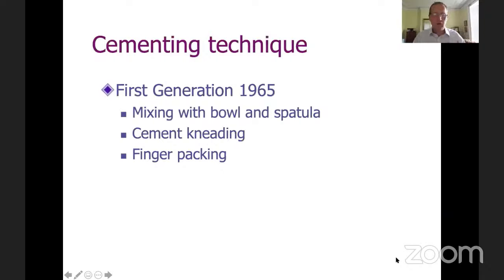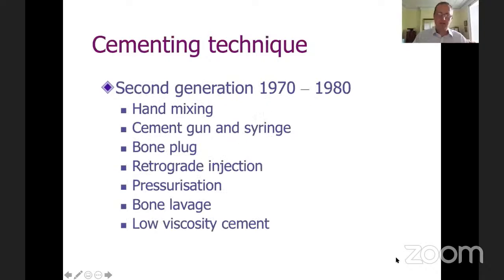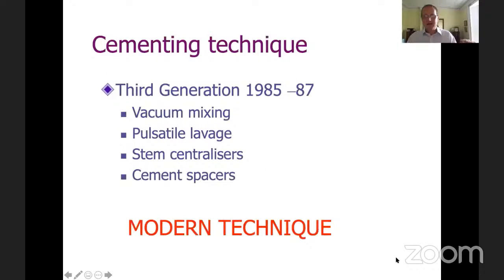Now, people often talk about cementing generations. These are American-generated terms, so they're not so relevant. So the first generation was basically mixing it in a bowl and poking it down with your finger. Then between the 70s and 80s, they described second generation. So it was still hand mixing, and it was low viscosity cement, but you put it in with a syringe. Third generation, again, a long time ago, mid-80s. This time, vacuum mixing, proper vacuum cement guns, pulse lavage and cement centralizers and cement spacers. And then people talk about fourth generation, etc. But those are all slightly bogus terms.